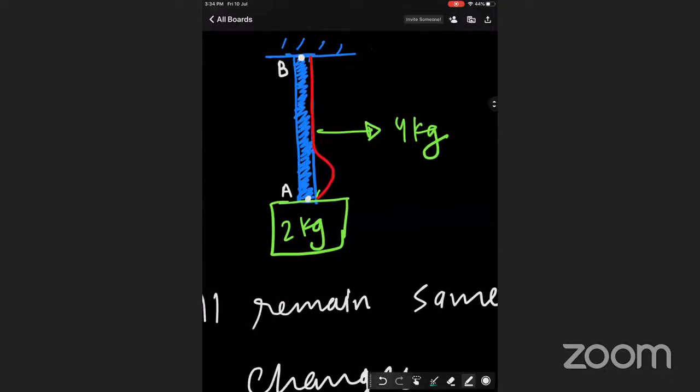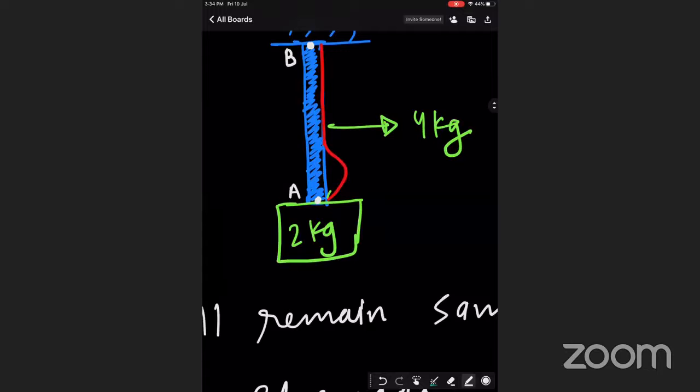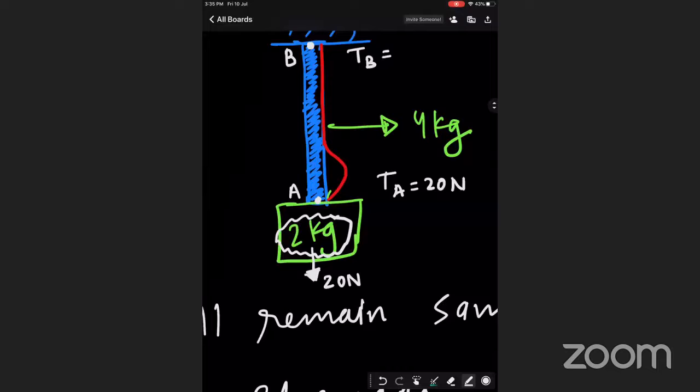So tension at point A, can you tell me? Tension at point A must be 0? No, because of this 2 kg. T equals mg, 20 Newton, right? So tension at point A is 20 Newton. Can you tell me tension at point B, बच्चों? 60 Newton, because point B will carry the rope as well as the 2 kg. So tension at point B is 60 Newton, right?